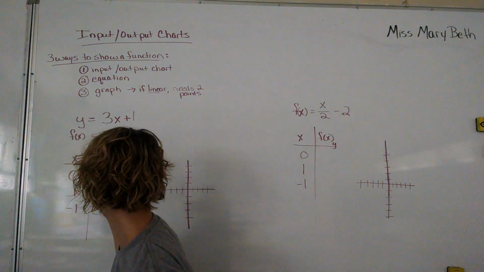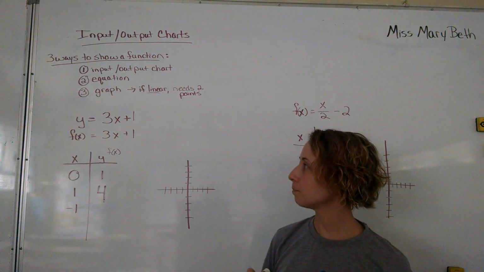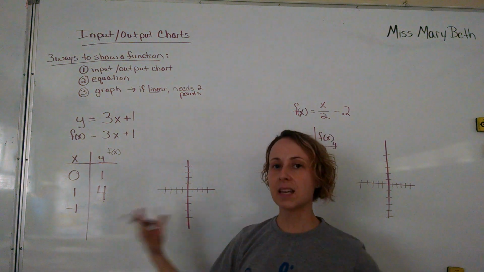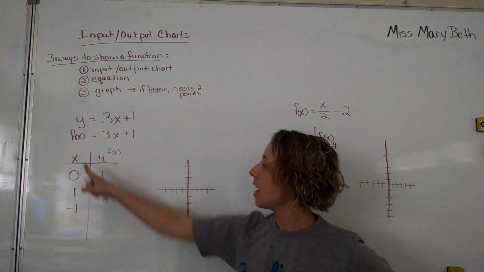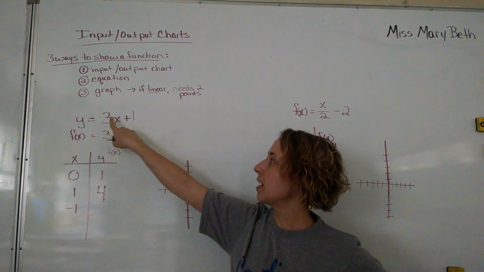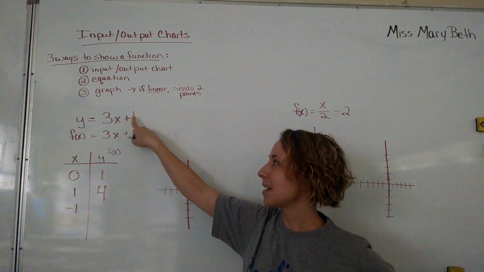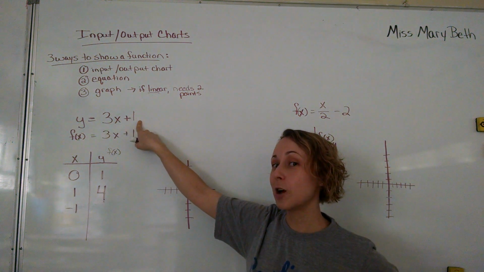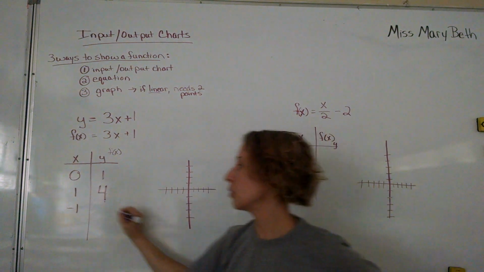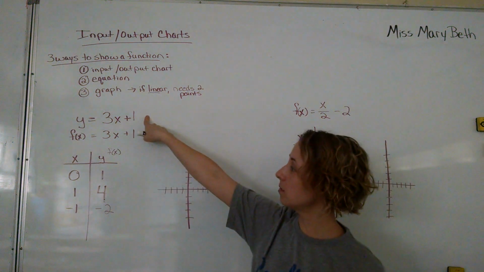Oops, my marker's dying here. Hopefully you can see that. There we go. 4. Now let's try negative 1. Sometimes we have negative numbers and it helps us out to get an idea of where our graph is moving. If x is negative 1, we're going to put the negative 1 here for x. 3 times negative 1 would be negative 3 plus 1. You need to know your integer operations. Negative 3 plus 1 is negative 2. Okay, so I have my equation.